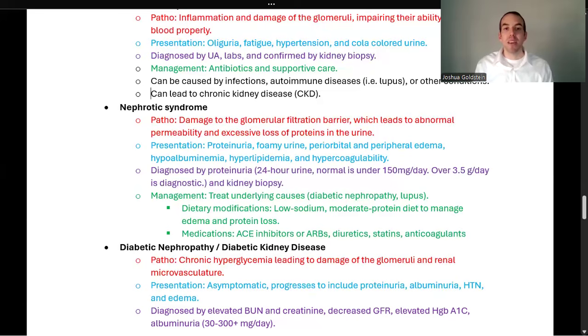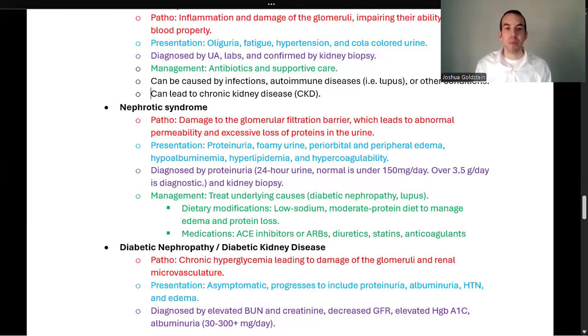Next, let's talk about diabetic nephropathy and diabetic kidney disease. Again, we're just doing a brief overview over here. Diabetic nephropathy or diabetic kidney disease is chronic hyperglycemia leading to damage of the glomeruli and renal microvasculature. This is the disease that ends up in chronic kidney disease.